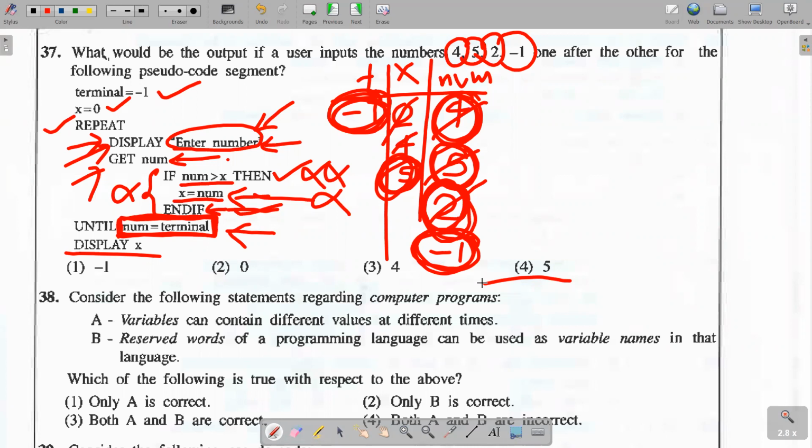And 38, consider the following statement regarding computer programs. A, variables can contain different values at different times. Yeah, that's why it is called a variable. It can hold different values at different times. And B, reserved words of a programming language can be used as variable names in that language. No, it is wrong. Right, so if you think about Pascal, the same thing that we are learning, you can't take a function or the variable name called if, can't take it as else, right?